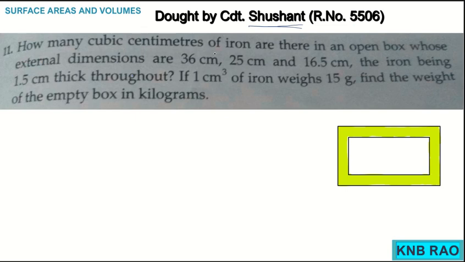How many cubic centimeters of iron are there in an open box whose external dimensions are 36 centimeter, 25 centimeter and 16.5 centimeter, and iron being 1.5 centimeter thick throughout. Okay, this is the question. If 1 centimeter cube of iron weighs 15 grams, what would be the weight of that empty box in kgs?